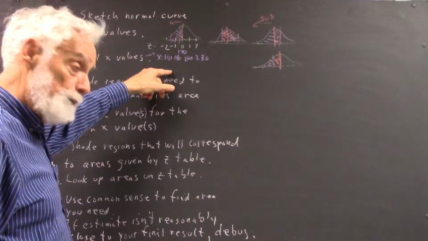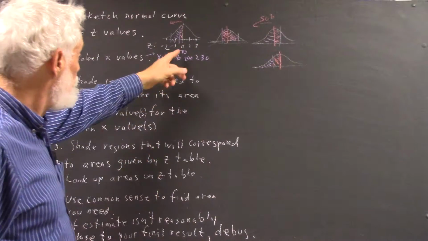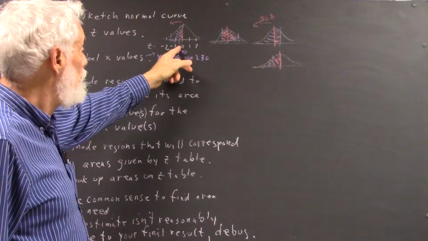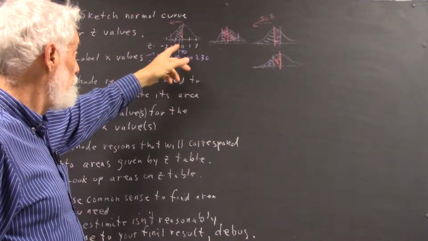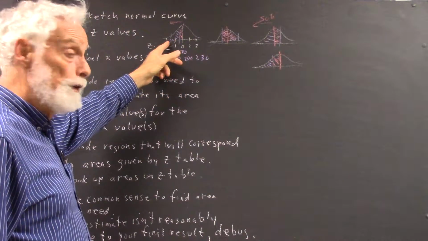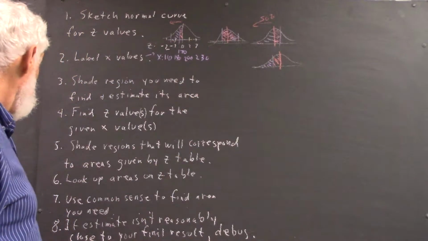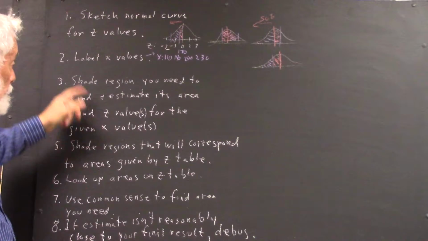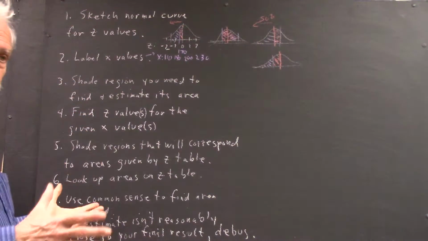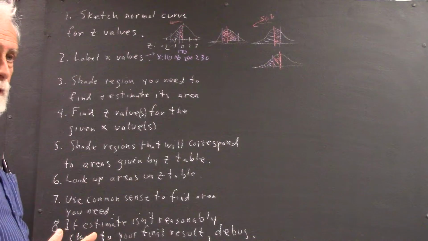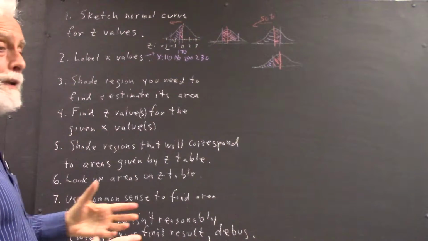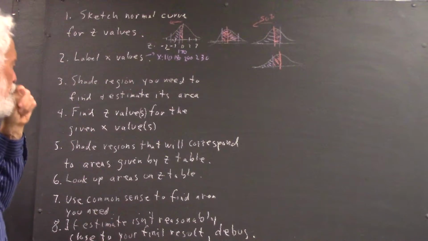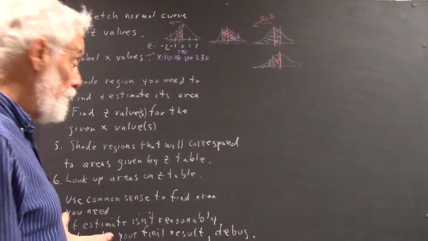Now you've got the picture labeled, so you can figure out the z-value. If you know the x value of this number, and the standard deviation, you can figure out what z is here, and you can do the same thing, figure out what z is here. Okay? So, you find the z-values. That is the next thing you do after you estimate the area. You've done everything. Now you've got to find z-values so you can use the table to get an accurate result. So you find the z-values for the given x values.